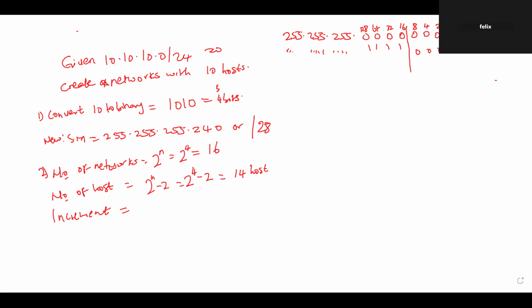If we want to get the increment, we use 256 minus 240, the ending of the subnet mask, to be 16.